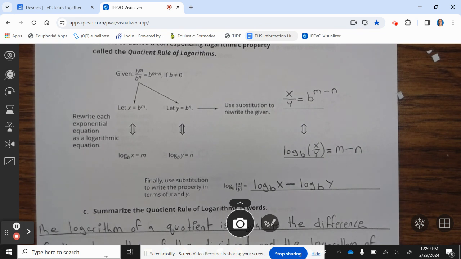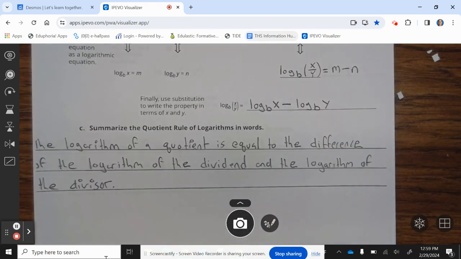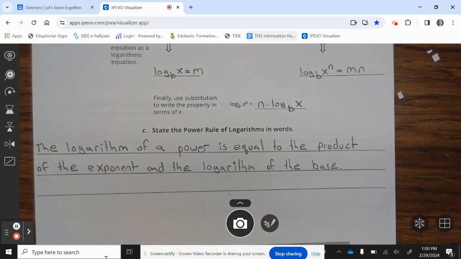Go ahead and read over that and complete the steps. All right, let's take a look at C. Summarize the quotient rule of logarithms in words. The logarithm of a quotient is equal to the difference of the logarithm of the dividend and the logarithm of the divisor. Let's take a look at the next page.